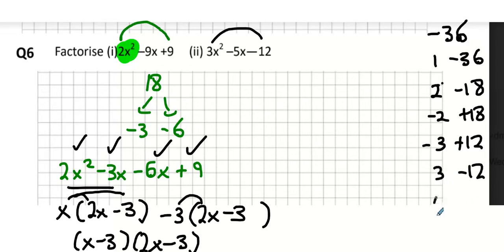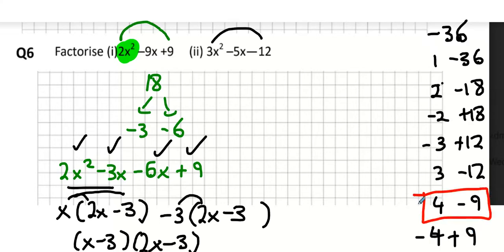4 and 9. Lads, only one of these answers is correct, and you need to tell me which one's correct and why. He says minus 4 and plus 9. Rob, any idea why that's the correct one? Oh, he's wrong actually. 4 and minus 9. Rob, why is 4 and minus 9 the correct answer?